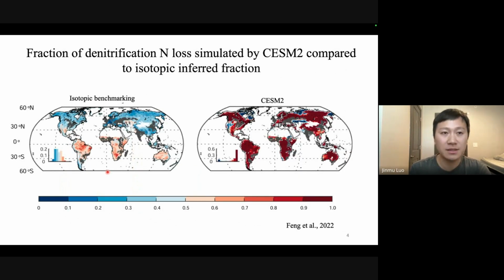Here, on the right graph, is the global spatial distribution of the fraction of nitrification and denitrification losses simulated by CESM2. As you can see, in most places, CESM2 predicts denitrification is the major loss pathway for soil nitrogen. Only in the Western US is leaching important, but isotope benchmarking suggests a totally different story.